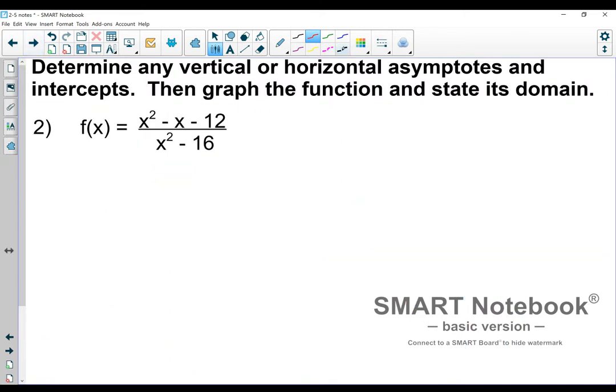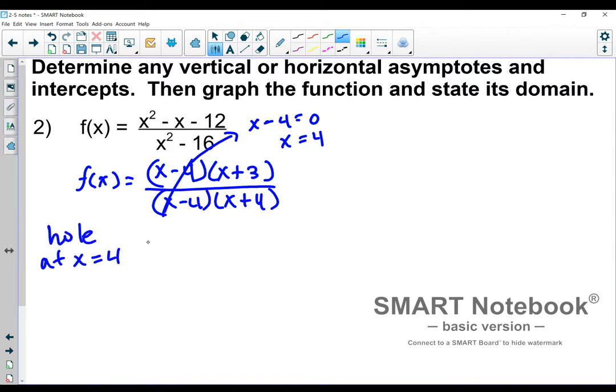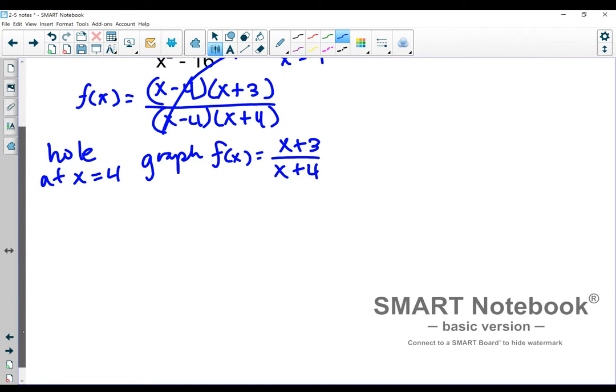All right, for the second one, like I said, I always like to factor my functions first. So this will be an x minus 4 times an x plus 3. Oh, look, it's x minus 4, x plus 4. So this is going to create a hole. If I think about x minus 4 equaling 0, it would be x equals 4. So we are going to have a hole at x equals 4. But we can graph that reduced function, x plus 3 over x plus 4. So we're going to graph this instead, but we've got to remember that we have a hole at 4.